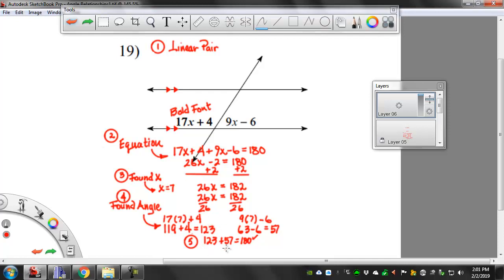Now I'm going to do the check. Now remember I said that you were going to take that x, you'll put it into the 9 times x. So it'll be 9 times 7 minus 6. That gives me 63. Minus 6 is 57. Now the check for this, these two angles right here are supposed to equal 180 degrees, correct? So 123 plus 57 does give me 180 degrees. So that does check out.